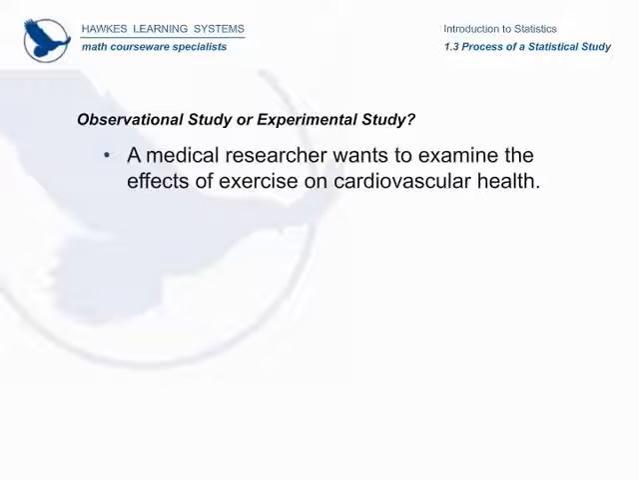Now let's take a look and see if we can identify an observational study from an experimental study. A medical researcher wants to examine the effects of exercise on vascular health. A key word we see there is effects. That would be an experiment, because the researcher would be manipulating or changing something within exercise to see how it would affect cardiovascular health.